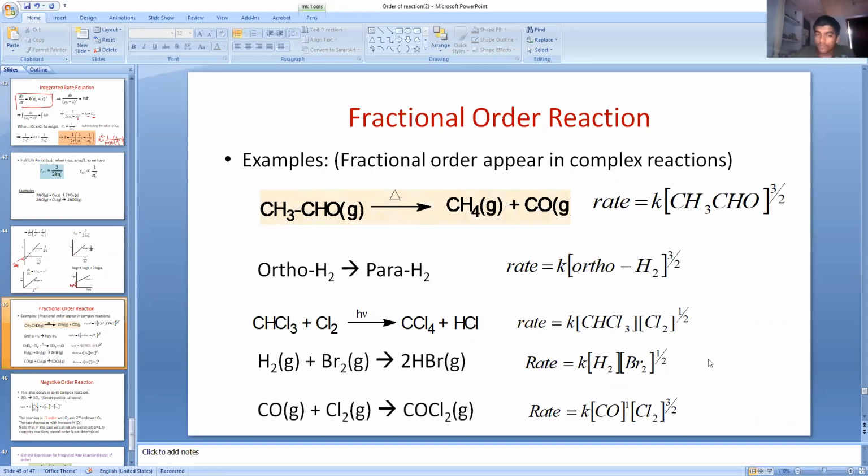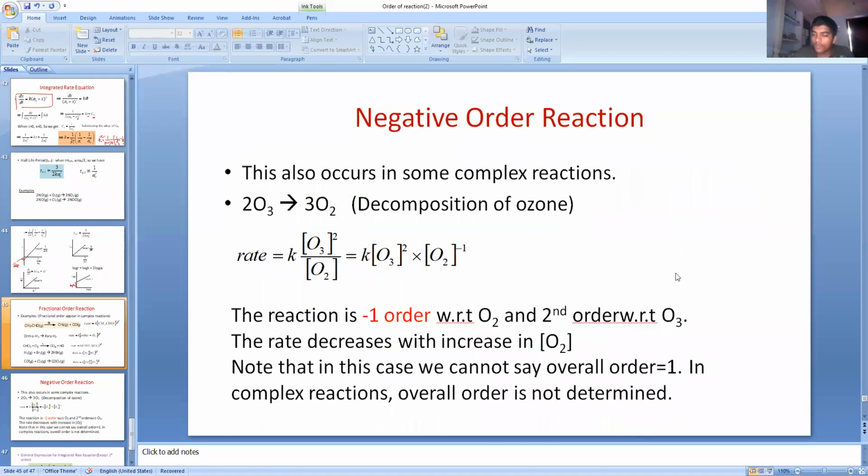So also in the case of hydrogen and bromine giving HBr, and also the formation of carbonyl chloride or phosgene from carbon monoxide and chlorine. This mechanism we shall be doing. How has it come: chlorine to the power 3/2, carbon monoxide to the power 1? What is the secret behind it? That we will be unraveling.